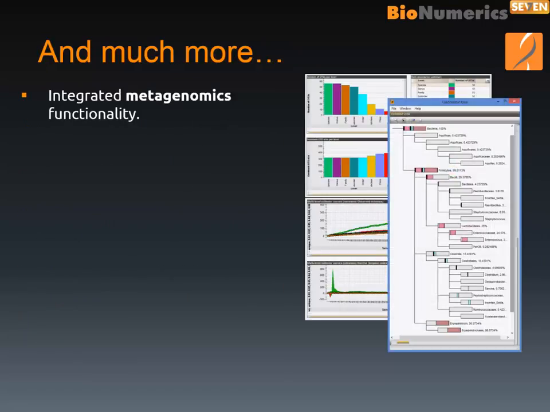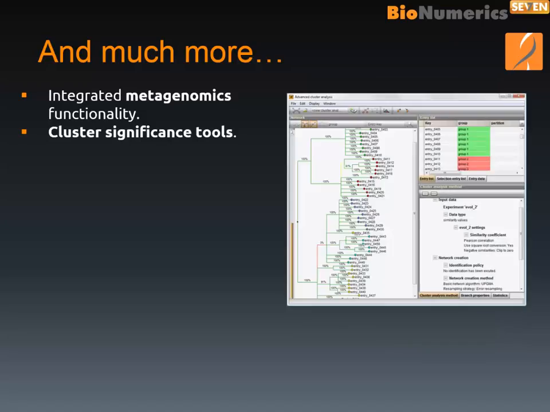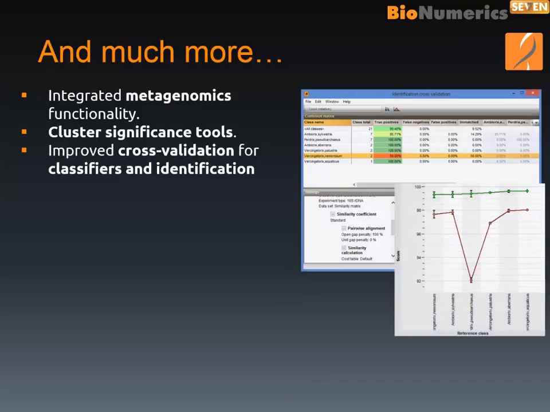Besides all this, new and updated functionality in Bionumerics 7 also includes fully integrated tools for microbial community characterization using deep sequencing of phylogenetic markers. With the proprietary cluster significance tools, it's easy to assess the reliability of clusters for any clustering algorithm and datasets. For the classifiers and identification functionality, the powerful cross-validation framework allows for improved evaluation of the identification results.